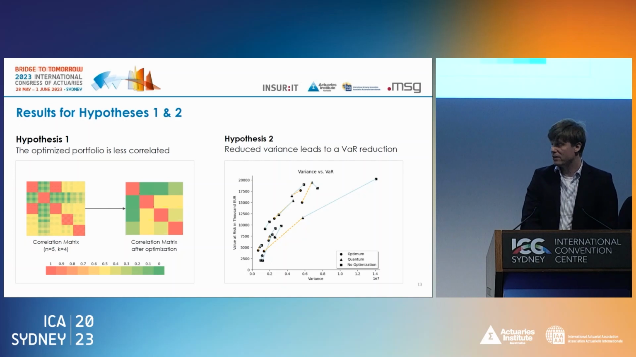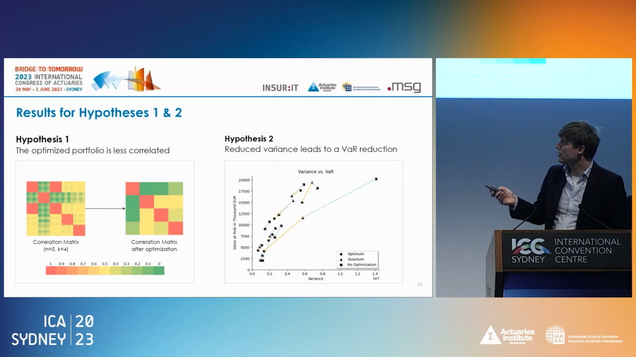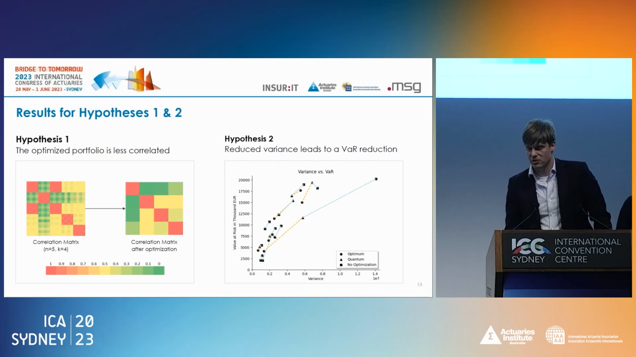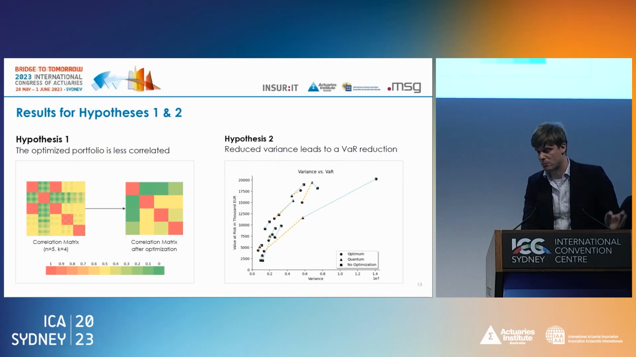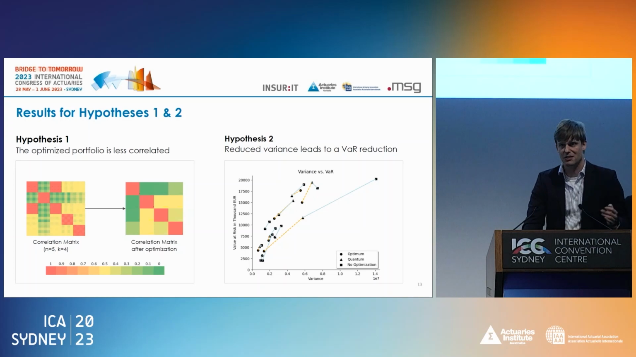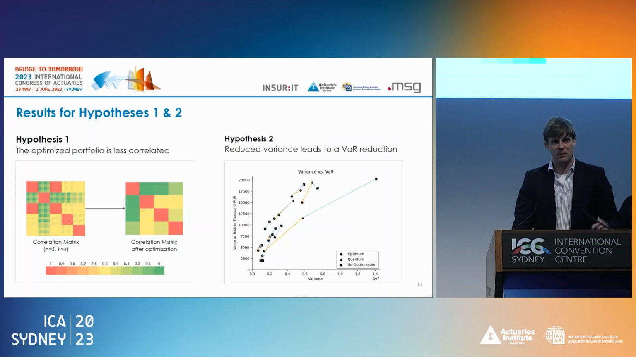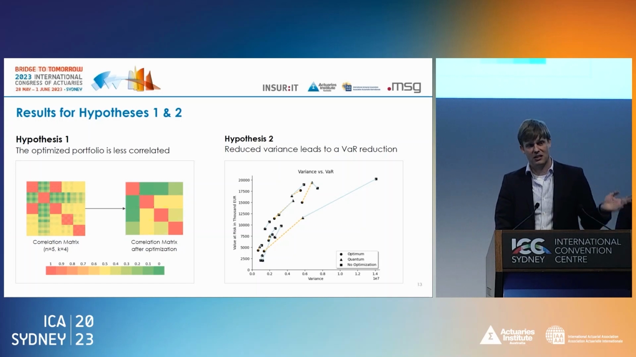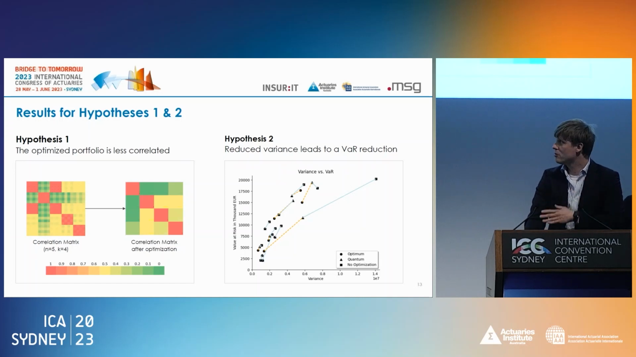So the first one was hypothesis 1, the optimized portfolio is less correlated. We see here the correlation matrix from 1 to 0, so we didn't have any negative correlations in our set. But from one, correlation, extremely correlated, red, to green, nearly uncorrelated.